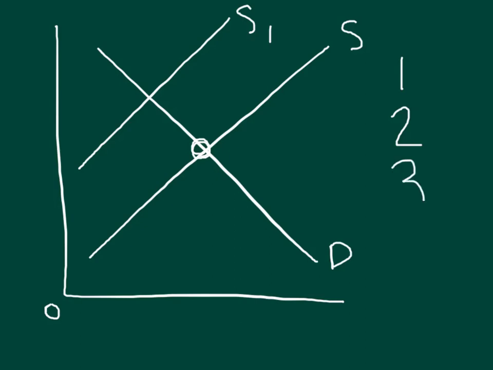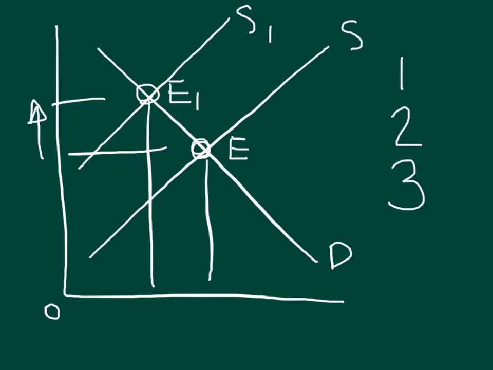Step three, use this graph to determine what happens to equilibrium. Here was our old equilibrium. Here's our new equilibrium. What happened to the price? Well, the price went from here to here. Price goes up. And what happened to quantity? Well, the quantity went from here to here. Wow, quantity went down. Okay, so the price of sugar goes up, the equilibrium price of candy bars is going to increase, and the amount sold is going to go down.